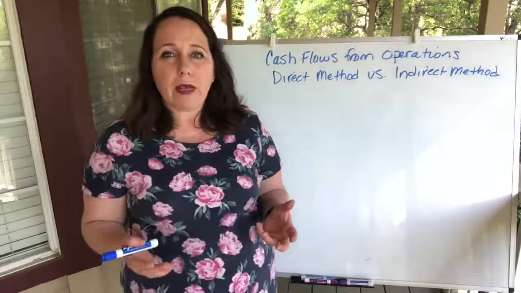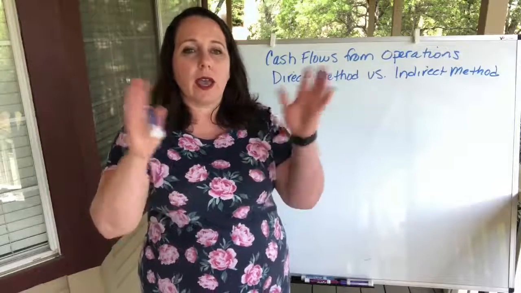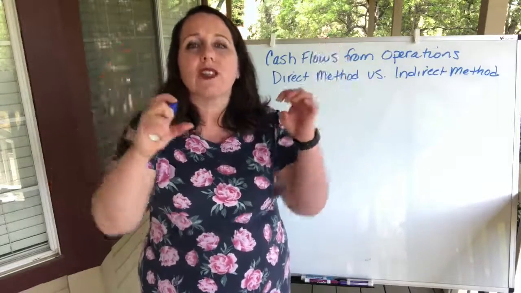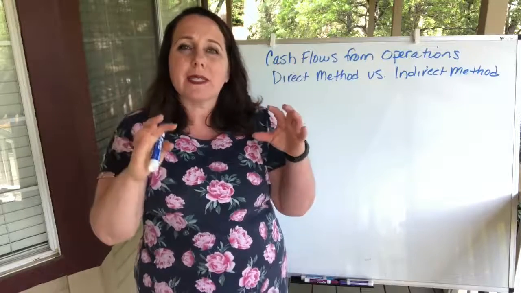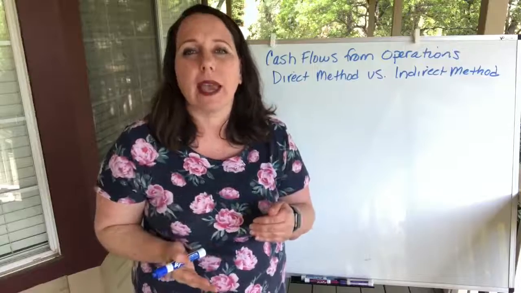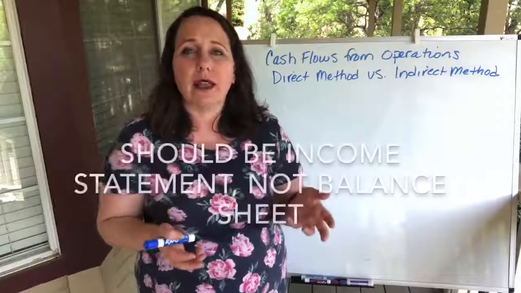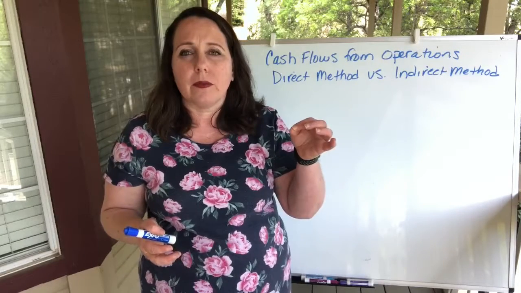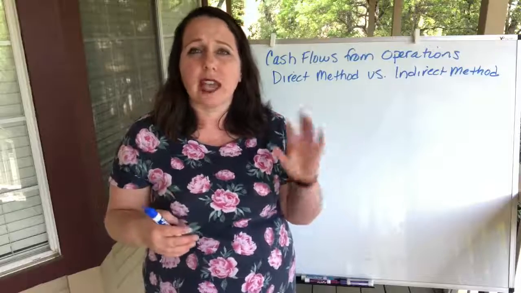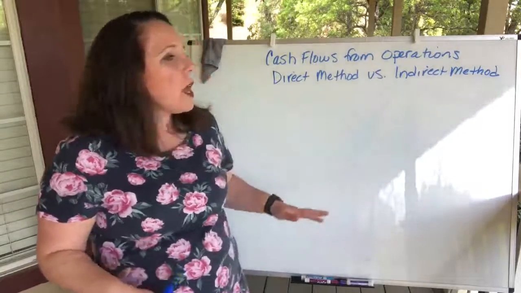So in the direct method, you basically go and you find out, okay, here's my total sales. How much of that resulted in cash? Here's my expenses. How much of those did I actually pay in cash? So you look at each of the line items that you would normally put on your balance sheet and say which of those are actually cash revenues and cash expenses. And so you come up with all of that.